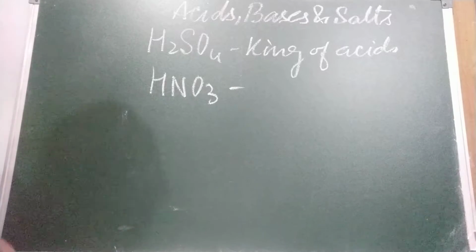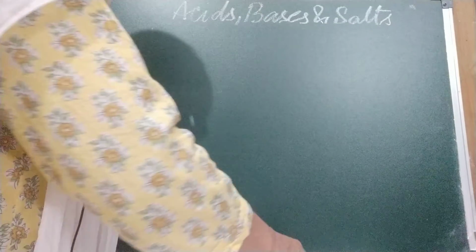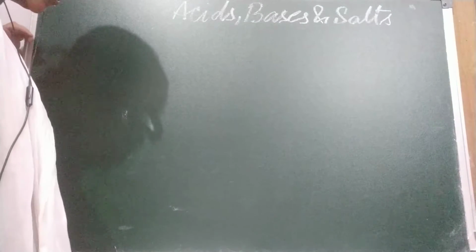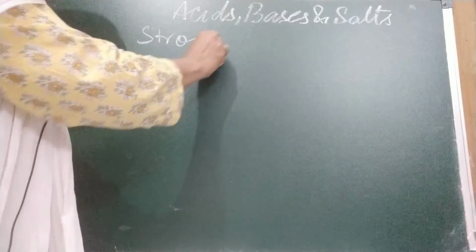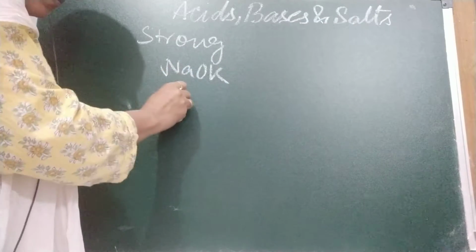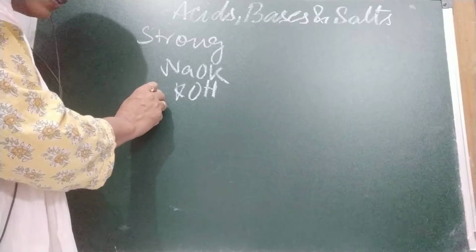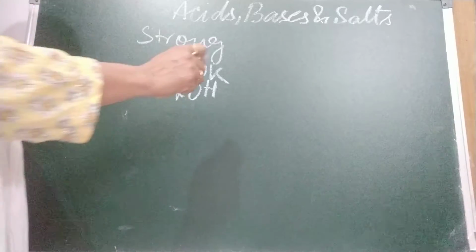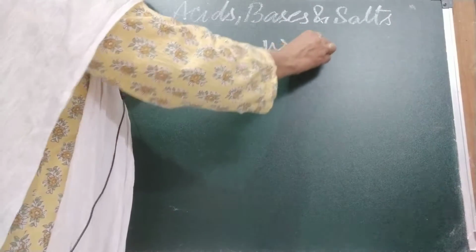Now come to the bases. Our acid part is over. Now come to the bases. Some bases are strong, some bases are weak, like acids. Strong bases are sodium hydroxide, potassium hydroxide. And they are corrosive in nature, they can burn the skin. But some mild bases are there, weak bases.